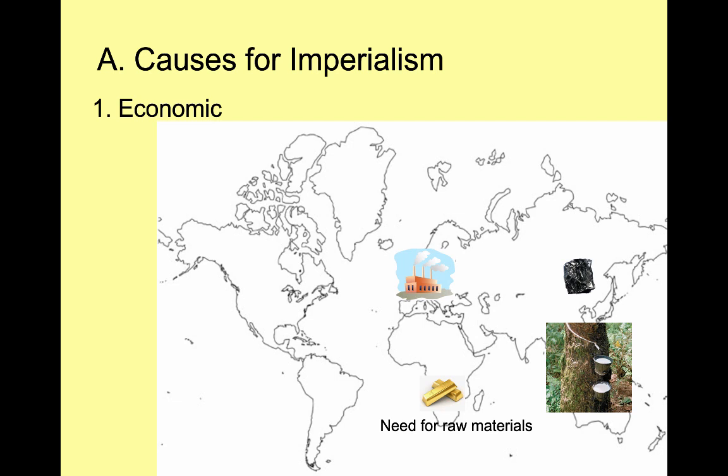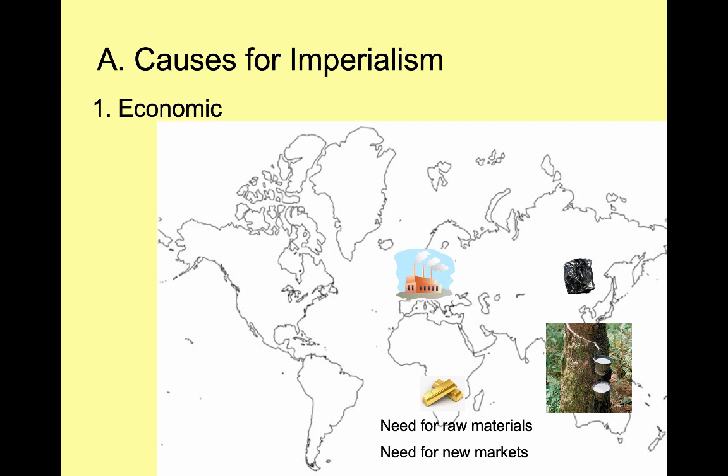We need raw materials, whether it's gold from South Africa, rubber from Southeast Asia, or coal from Manchuria. We need to bring those raw materials back to our industrialized countries for our manufacturing processes. Once we've made it into something, then we need to force people to buy it.